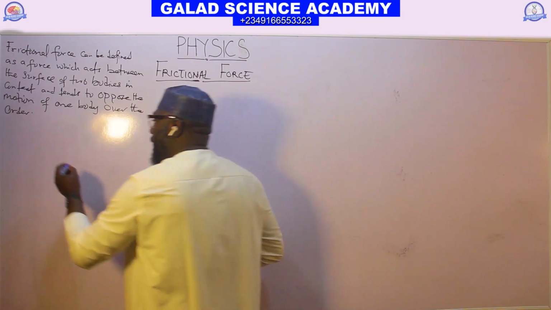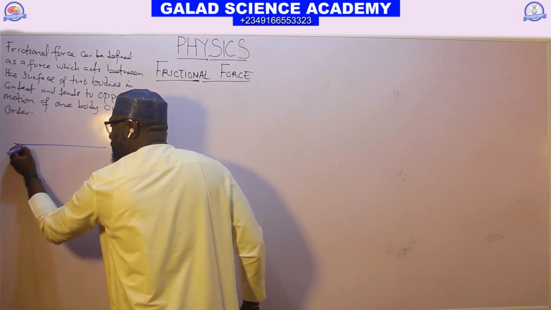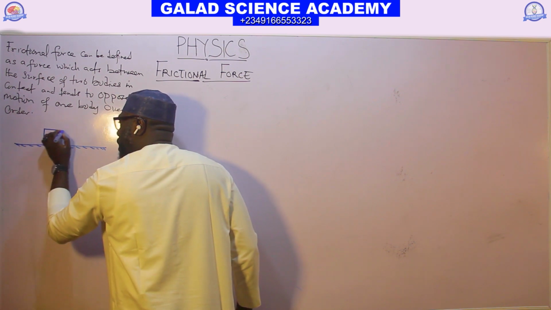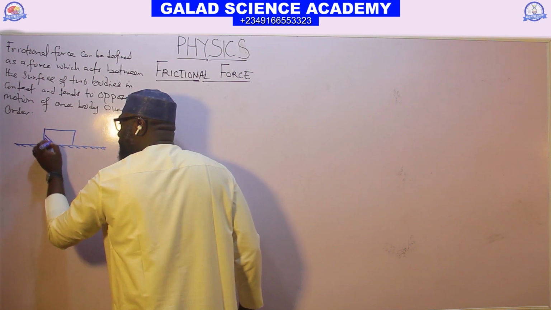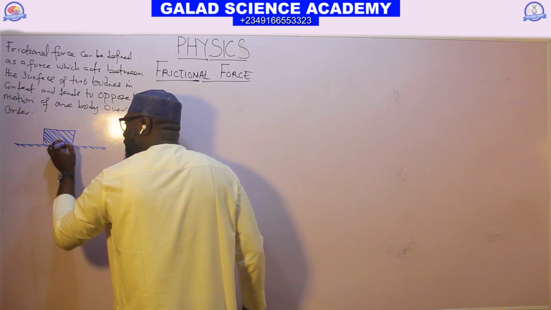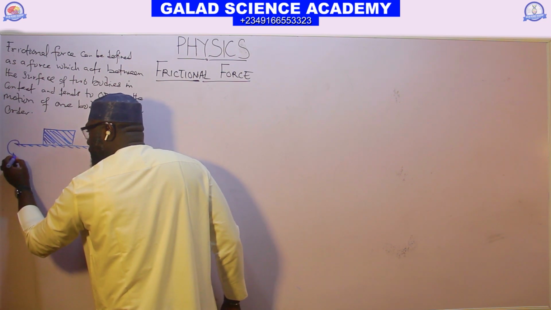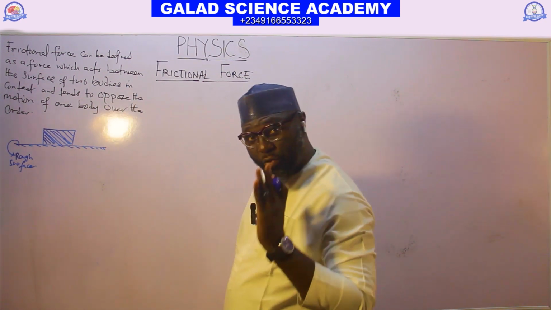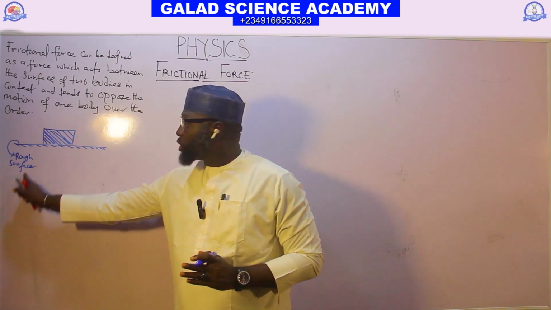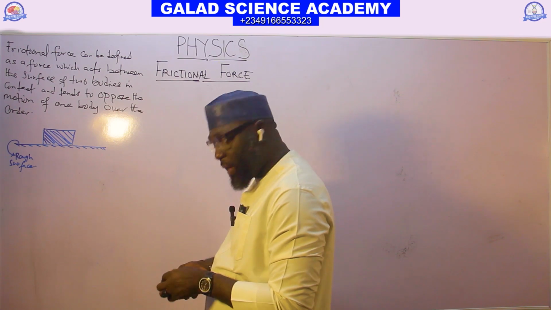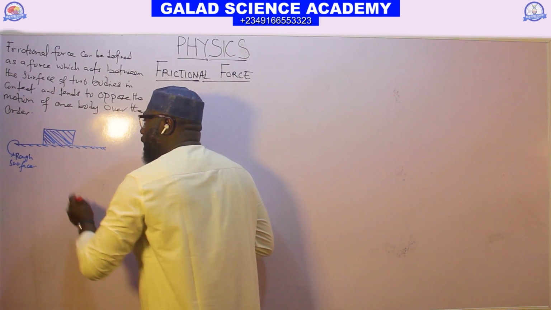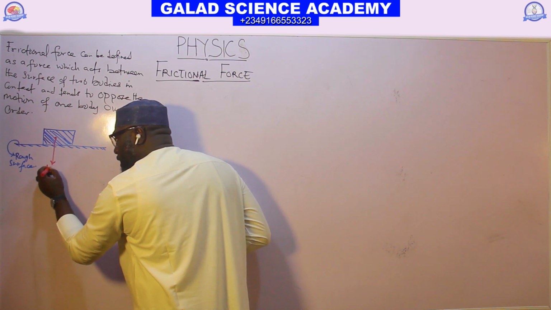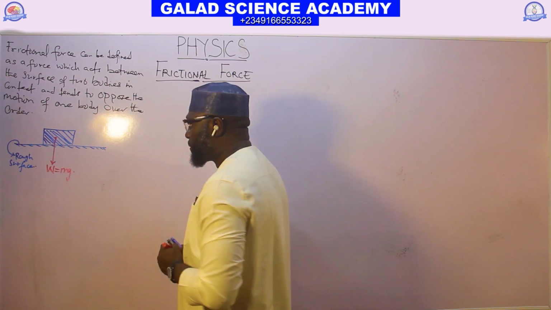Let me show you the sketch for it. Assume this is a rough surface, and I put a block on this rough surface. The block rests on the rough surface. I said earlier that frictional force always takes place on a rough surface. So if a block of mass M is placed on the rough surface, the weight of this mass acts downward. This weight is mg.